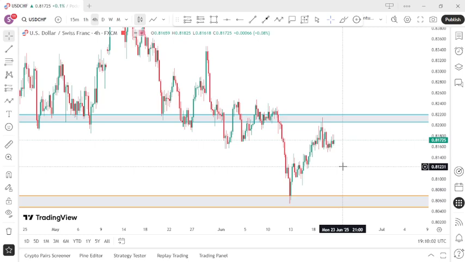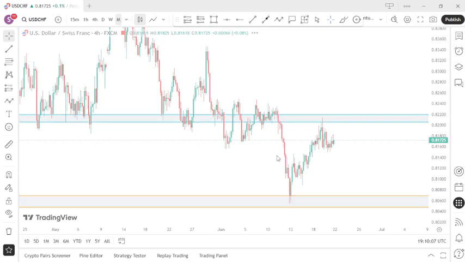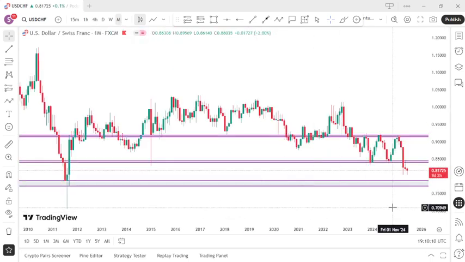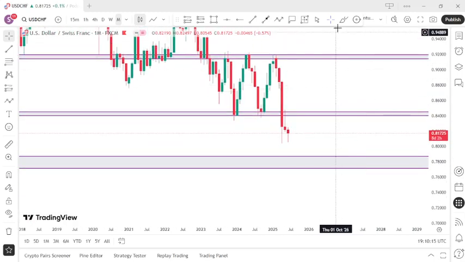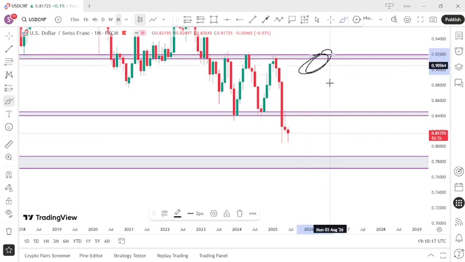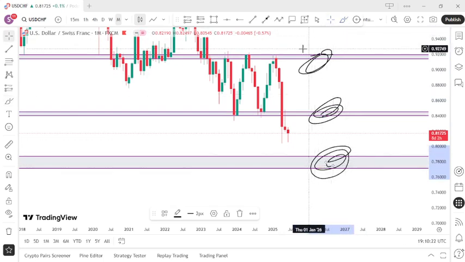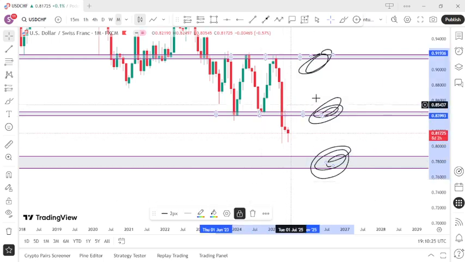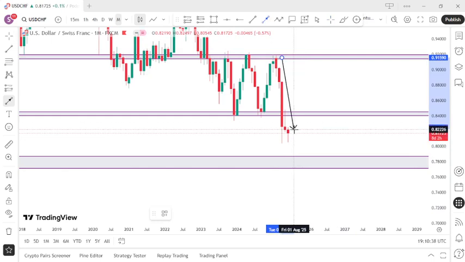So the first pair on my list is USDCHF. Let's start from the monthly time frame on USDCHF. From the monthly time frame here, I have my monthly upper zone here, midway zone here, and my monthly lower zone here. From the monthly time frame, you are looking at a downtrend or a bearish market on USDCHF.